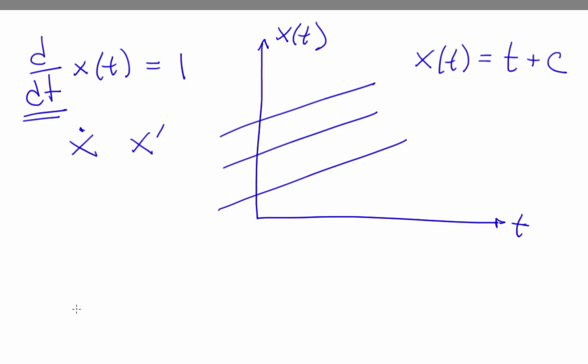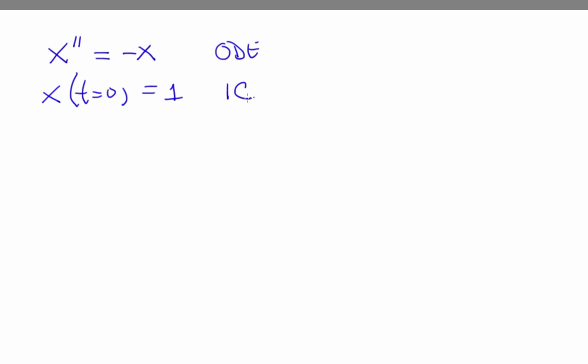So to find the exact solution of an ODE, you also need to know something to pin down which curve it is. What is x of t at t equals 0, for example? Here's a slightly harder example. Let's say that x double prime, the second derivative of the function x of t, is equal to minus the function x. And let's say we also know that at time equals 0, x is equal to, say, 1. This is an ODE. This is an initial condition.